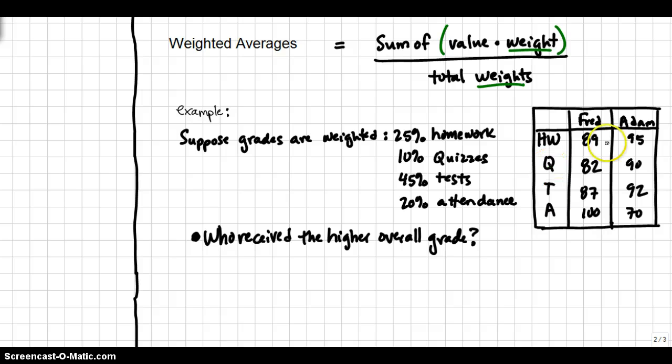Grades tend to be a good example for most kids to understand, so that's our example here. We're going to take Fred and look at his score. He got 89 on homework, and the percent of his grade that will be is 25%. So we're going to add that to his next score, 82 for quizzes, and that is 10% of his grade. Then we take 87, multiply by its percentage, and attendance times its.